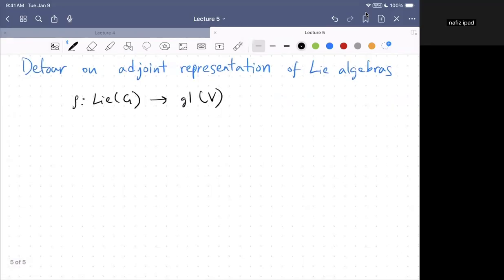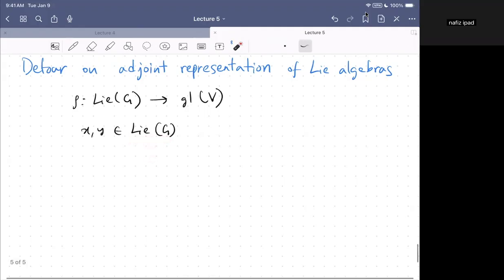And when I say homomorphism, what I really mean is that this map has to preserve the structure of the Lie algebra. And so what is the structure of a Lie algebra? The structure is that you can take any two elements of a Lie algebra. By the way, I'm writing Lie G every time instead of G, because one should write fraktur G, and I cannot write fraktur G.